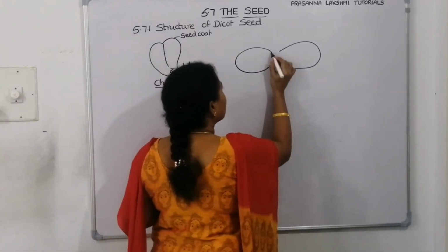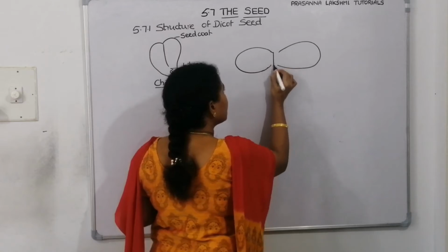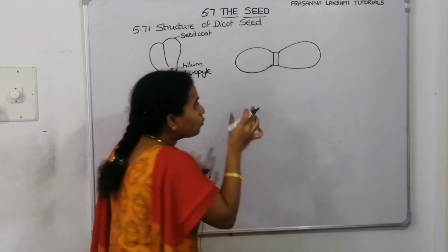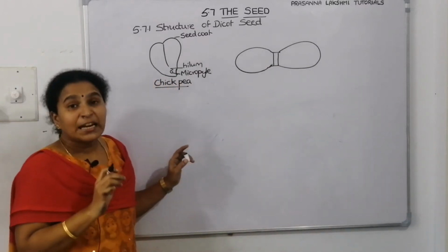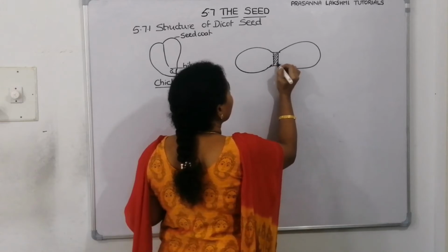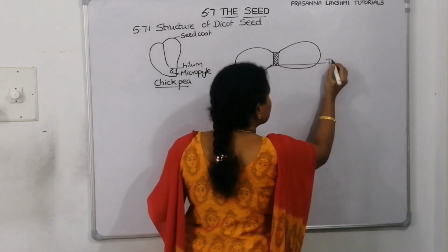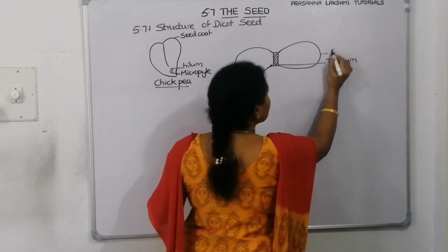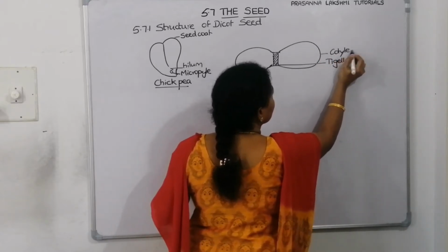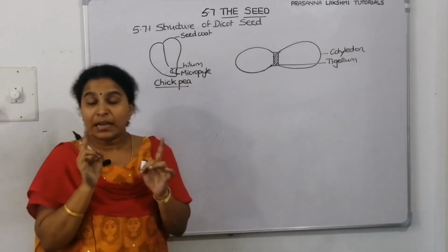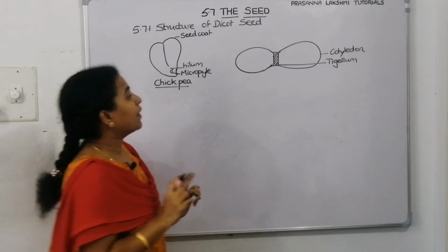Now, if we have to show the embryonic axis, this is the embryonic axis. Now, this portion of the embryonic axis which is attached to the cotyledons is called the tigellum, and this is a cotyledon. In dicot, both the cotyledons are functional. In monocot, only one cotyledon will be functional.